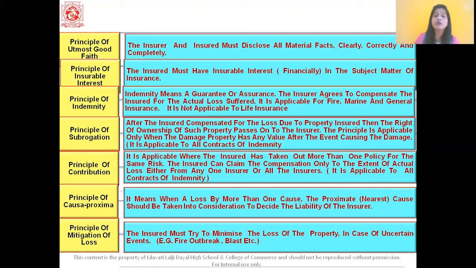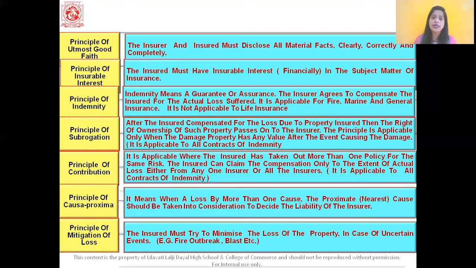Next one is principle of subrogation. After the insured has been compensated for the loss due to property insured, the right of ownership of such property passes on to the insurer. Once the insurer has compensated, the right of ownership passes on to the insurer. This principle is applicable only when the damaged property has certain value. Otherwise, what property will he own? If the damaged property has some value after the event causing the damage, then only this principle of subrogation is acceptable. Next one, you have principle of contribution.